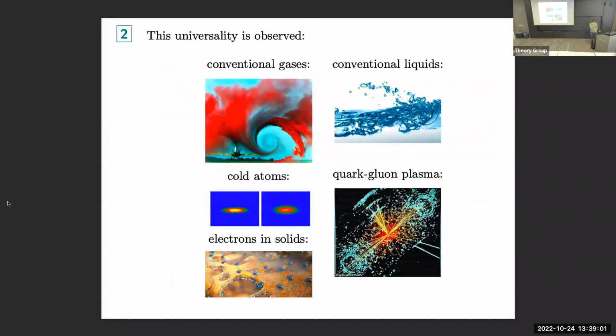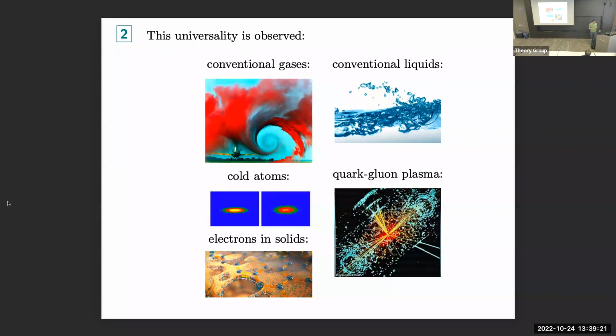And I'd really like to emphasize that it's not just a theoretical story. I mean, hydrodynamics really does appear all over the place in very different areas of physics. So, going back hundreds of years, we've studied hydrodynamics in gases and liquids, air and water.